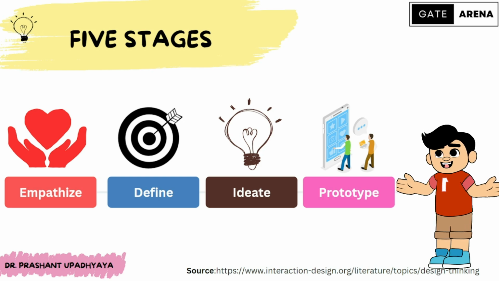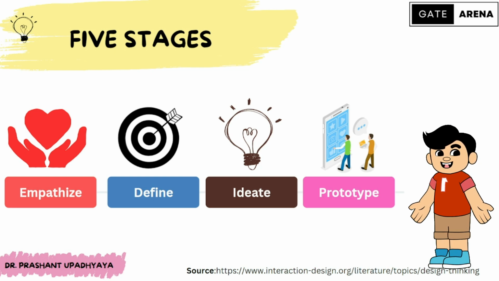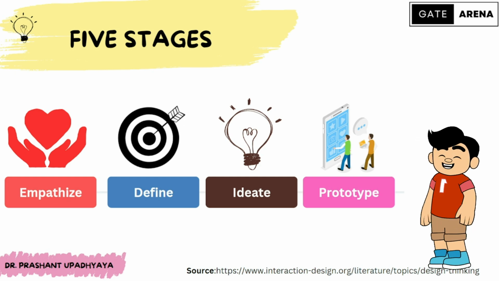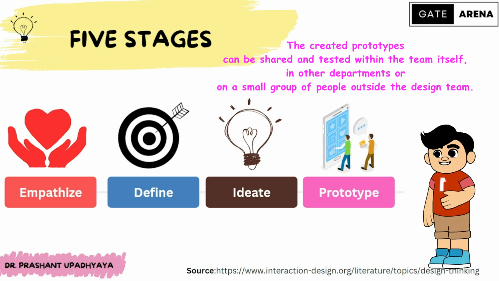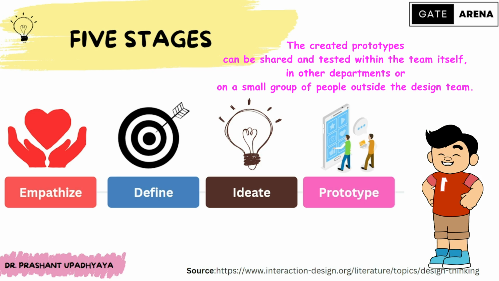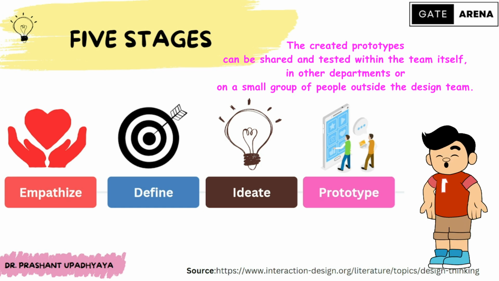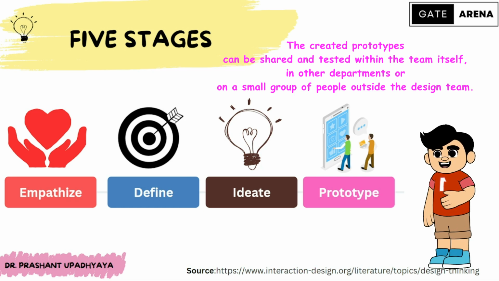Thus, we can say that this is the experimental phase, and the aim is to identify the best possible solution for each of the problems identified during the first 3 stages. The created prototype can be shared and tested within the team itself, in other departments, or on a small group of people outside the design team. Therefore, the solution is implemented with the prototypes, and one by one, they are investigated and then accepted, improved, or rejected based on the user experience.